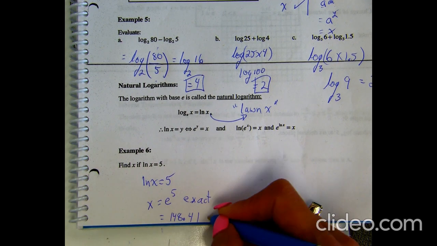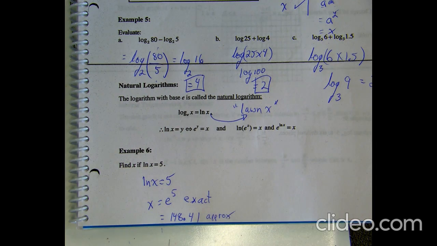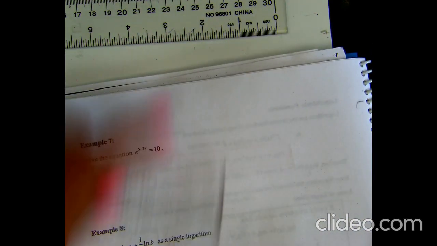148.41. Okay. And remember that although that looks so nice and accurate, it's approximate. You're rounding off. Okay, let's look at solving some equations, only now we're going to be working with the base of e, which you will for most of this year.